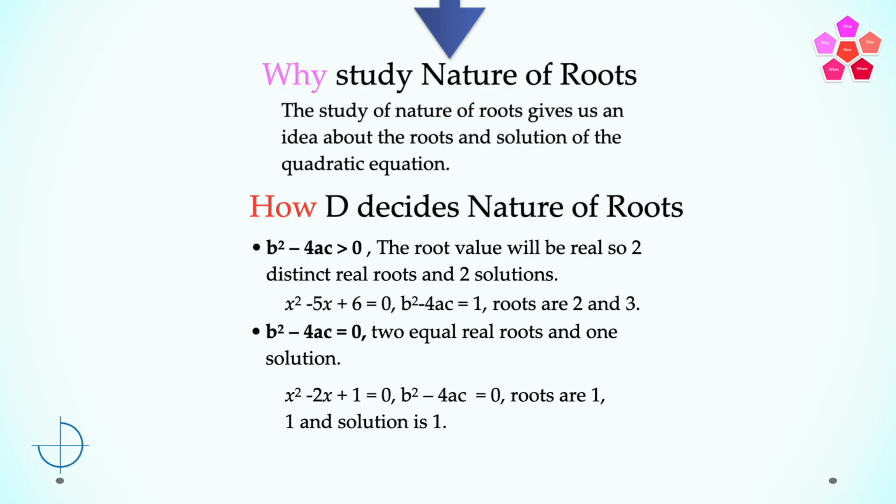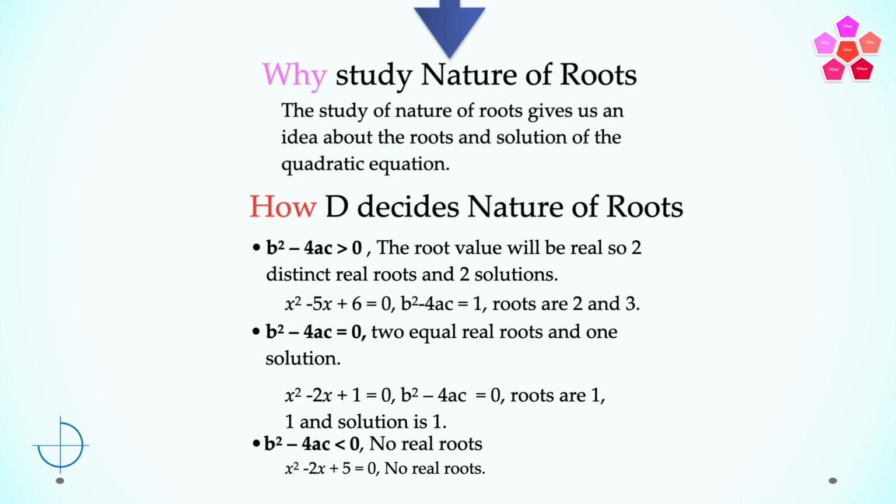And the last scenario is where the value of b squared minus 4ac is less than 0. In this scenario, there will be no real roots. An example would be x squared minus 2x plus 5 is equal to 0. If we see the value of b squared minus 4ac, the value is less than 0. So, there will be no real roots possible for this quadratic equation.